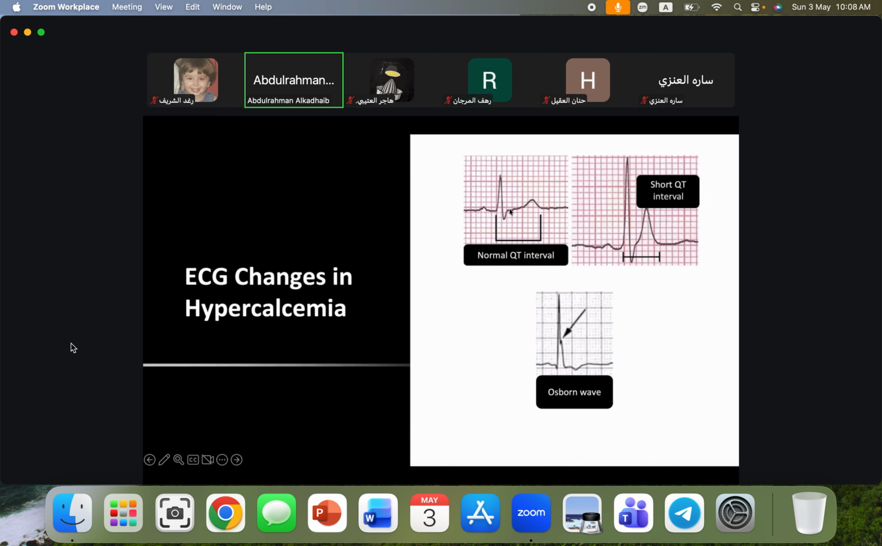So again, just to show you the finding that we talked about earlier, in case of hypercalcemia, we're expecting the QT interval to be very short and very close to the previous QRS complex. In very rare cases, we may see an extra wave just next to the QRS complex, which is called the Osborn wave. It's not specific for hypercalcemia. We may see it in other conditions, but keep in mind we may also see it in hypercalcemia.